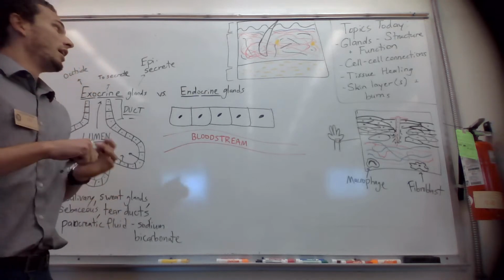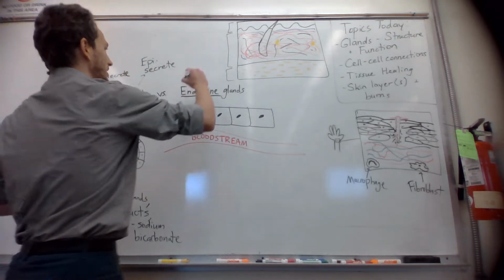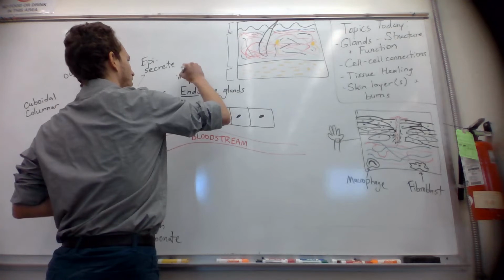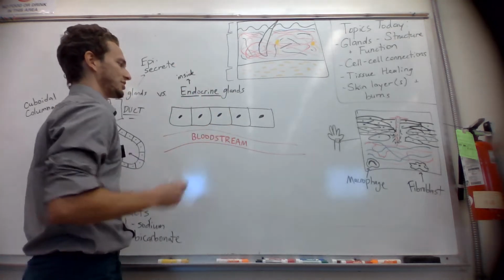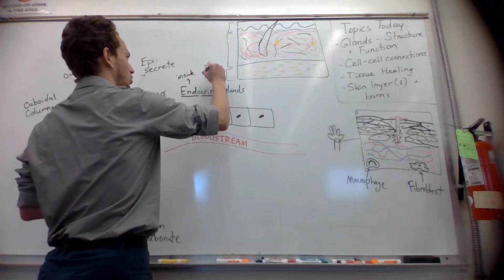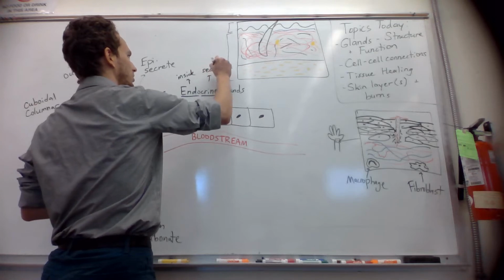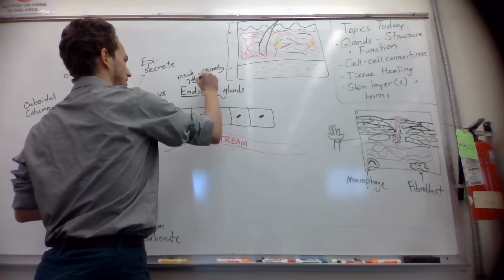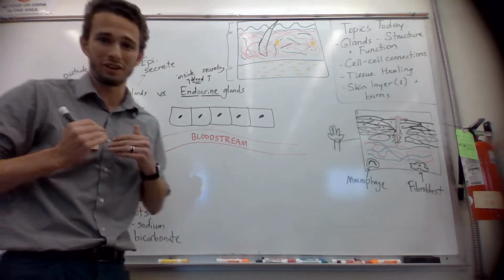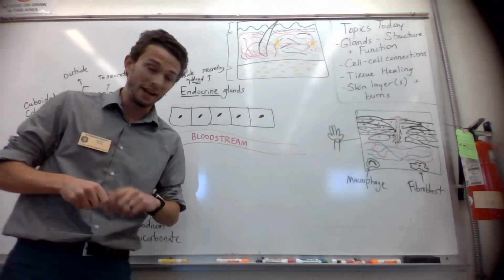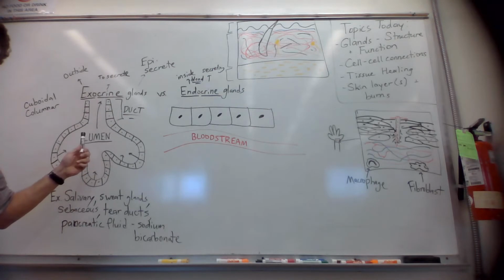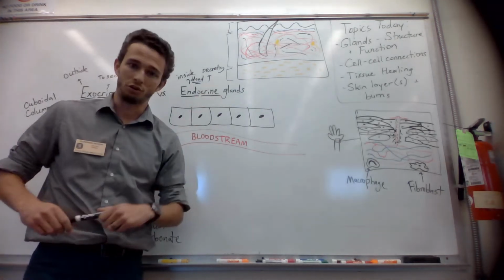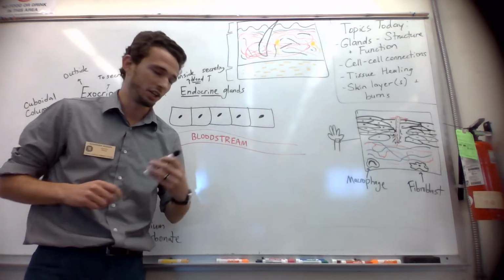Awesome. Endocrine. Endo means inside, and when we're talking about endocrine glands, they're going to be inside, secreting into the blood. So that's the key for endocrine. If something's getting secreted directly into the bloodstream, as opposed to a duct going outside of the body, it is an endocrine function. It's an endocrine gland or an endocrine cell.